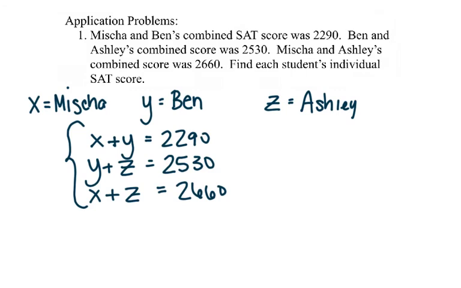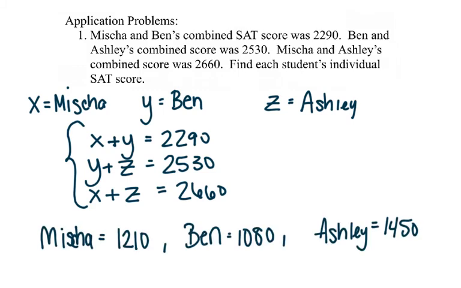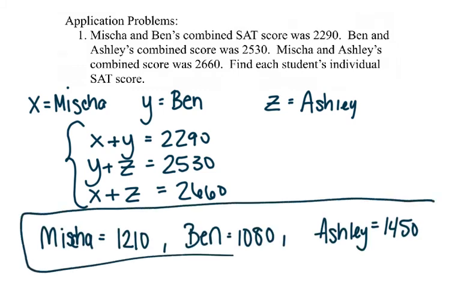1, 2, 3. Alright, so here's what you should get. Misha, which was X, you should get 1,210. Ben, which was Y, you should get 1,080. And Ashley, which was Z, you should get 1,450. Okay, so ask me if you have any questions about how to actually use elimination and do that.